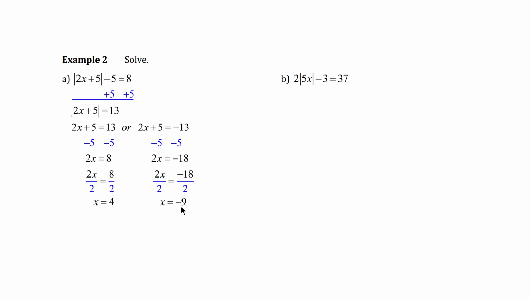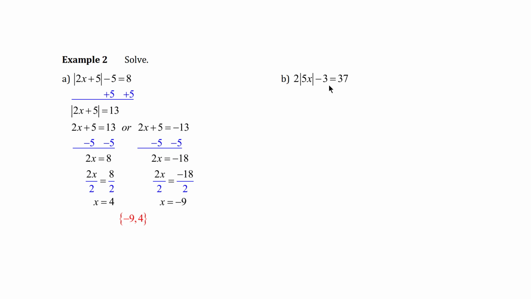All right, so our final answer would be written in set notation. So we have curly brackets, and on the inside, we write negative 9 comma 4. Moving on to part B, we have 2 times the absolute value of 5x. Outside of the absolute value, we have minus 3 equals 37.